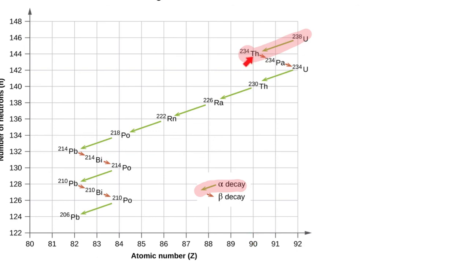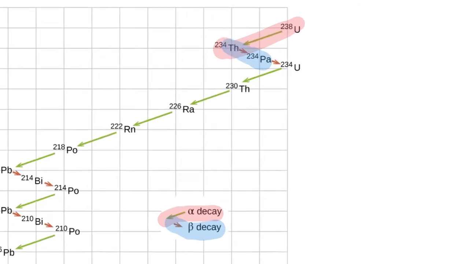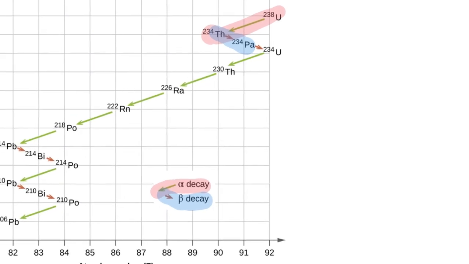Now thorium in turn then undergoes beta decay. If we look at beta decay, it's the shorter arrow. The thorium goes to protactinium. And remember with beta minus decay, the mass number doesn't change. Thorium-234, protactinium-234. But because one of the neutrons in thorium decays into a proton, we get an increase in the atomic number by 1. So the thorium becomes a protactinium.